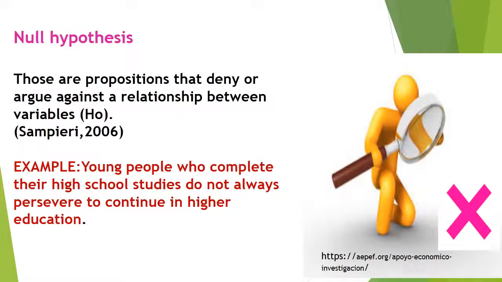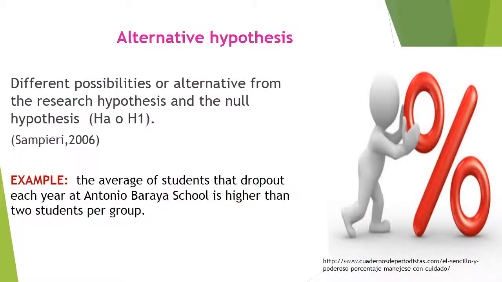Null hypothesis. Those are propositions that deny or argue against a relationship between variables. Example: young people who complete their high school studies do not always persevere to continue in higher education. Alternative hypothesis. Different possibilities or alternatives from the research hypothesis and the null hypothesis. Example: the average of students that drop out each year at Antonio Baraya School is higher than 2 students per week.